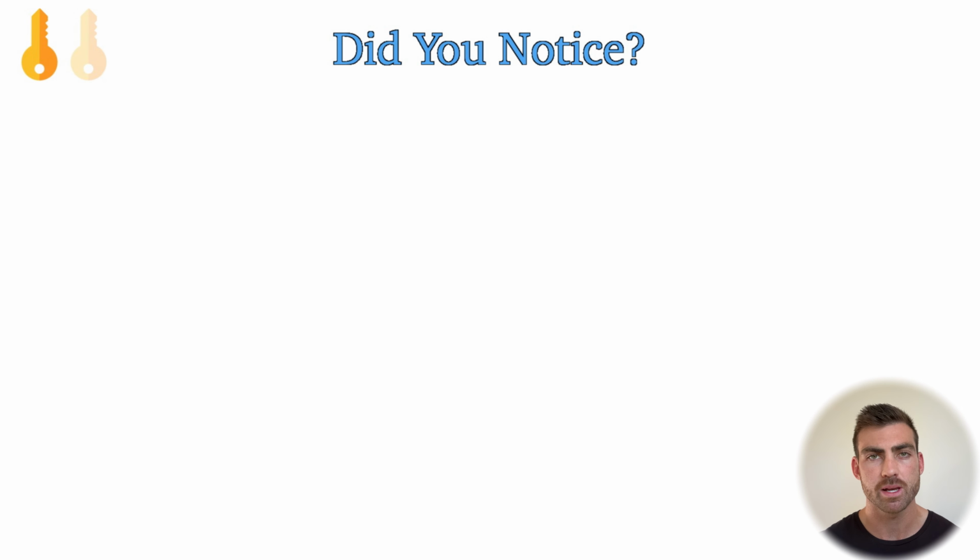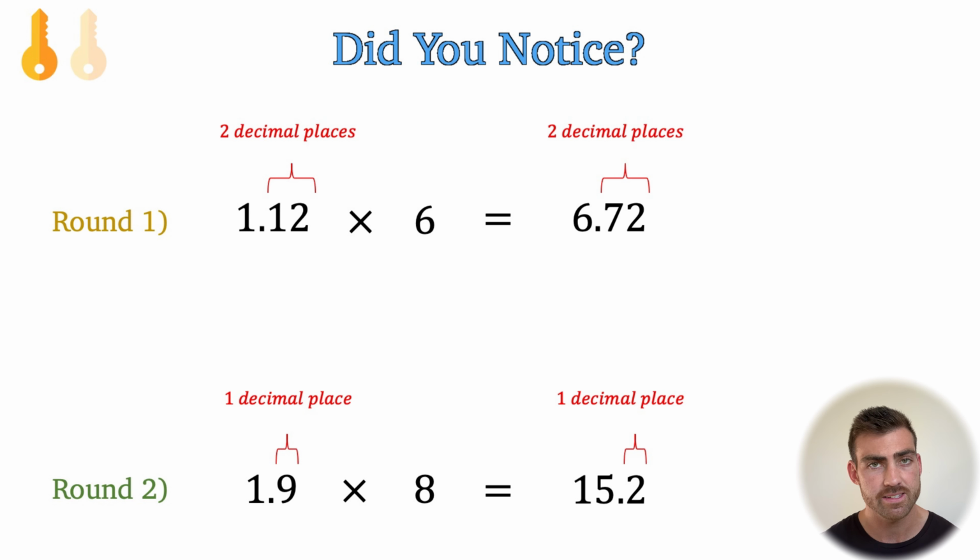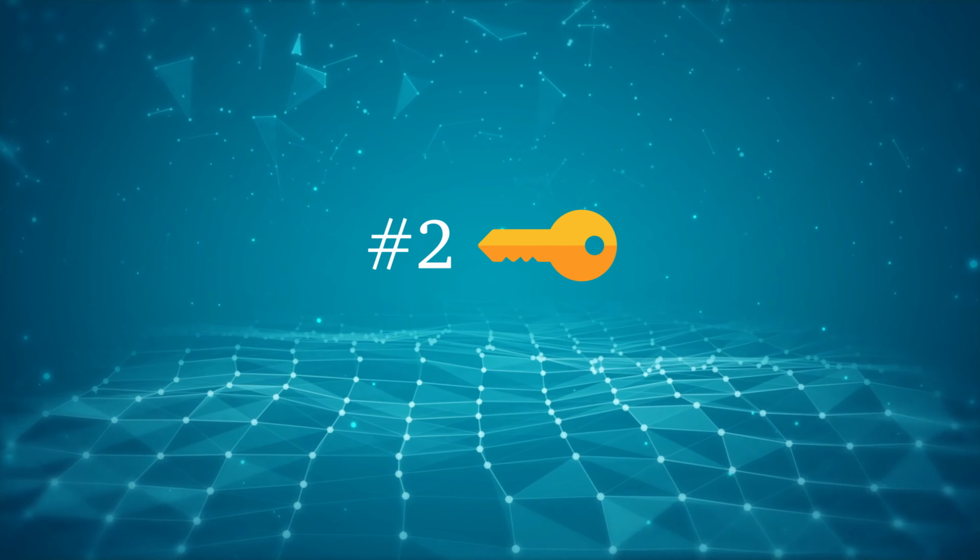Now, I want to bring something to your attention. Did you notice that the number of decimal places in the question was the exact same for the answer in both rounds? In fact, if you did a lot more examples, the same result would occur. Knowing this fact is the most crucial part in multiplying decimals, and we need it for the second key. Here you will learn exactly how to multiply decimals.